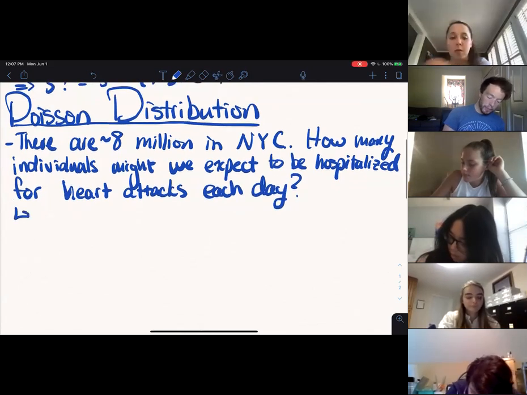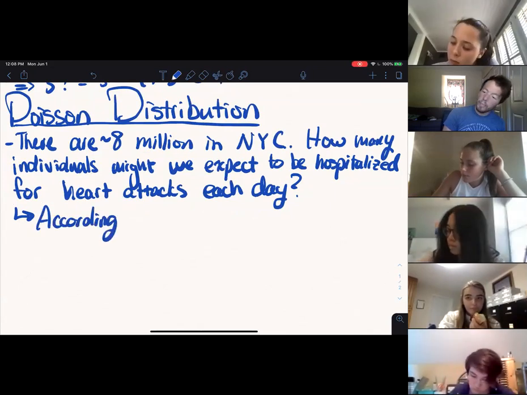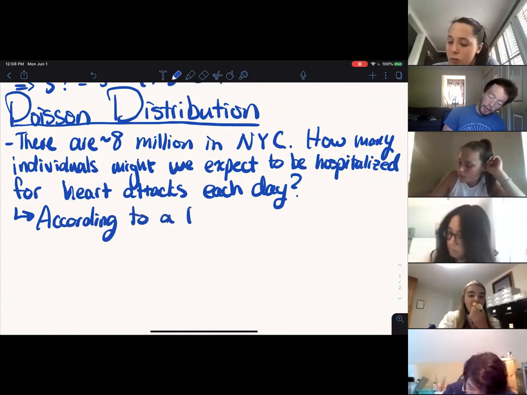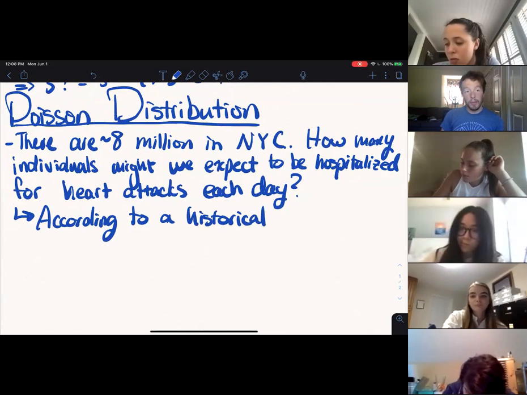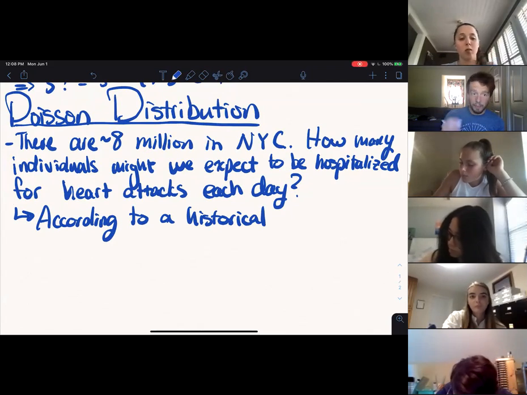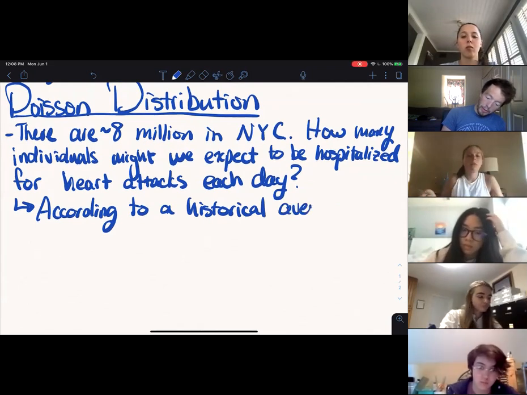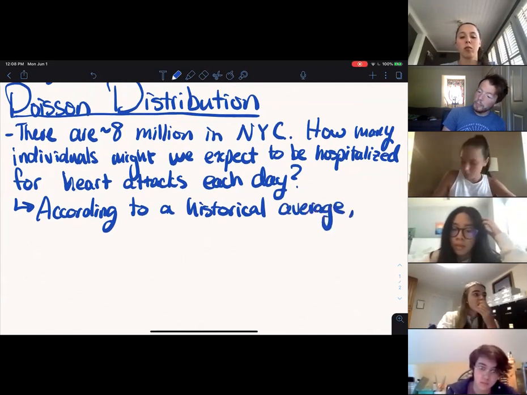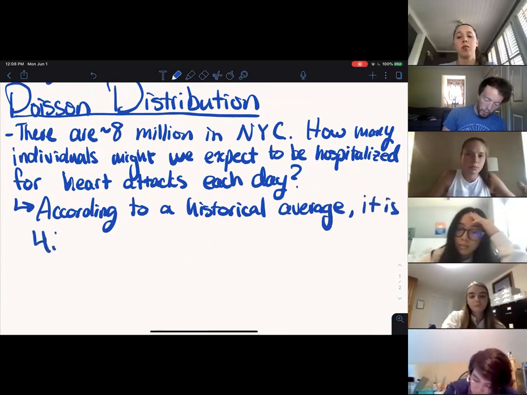This is a question that we can actually get some historical context for. According to a historical average, looking over the last, maybe, 20 years, every single day, how many people were hospitalized for a heart attack that day. Hospitals have very excellent record keeping. This is something we could certainly calculate. According to the historical average, it is 4.4 people per day.